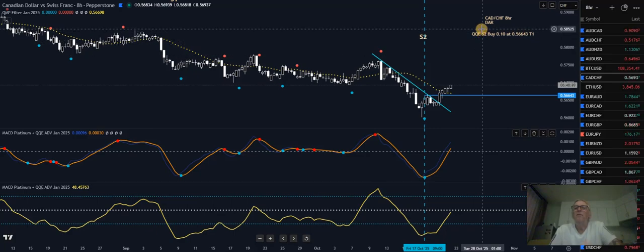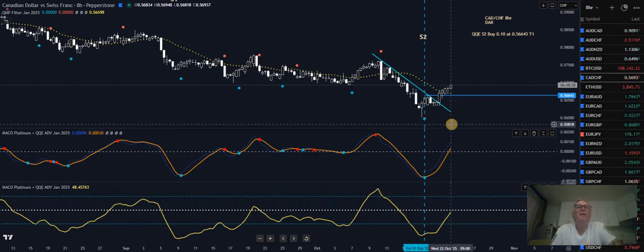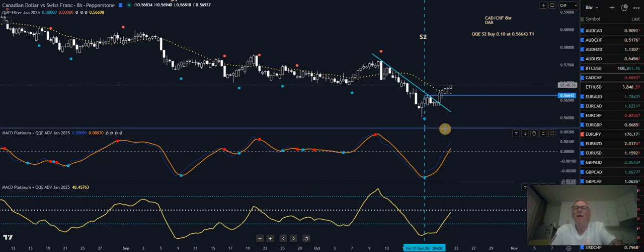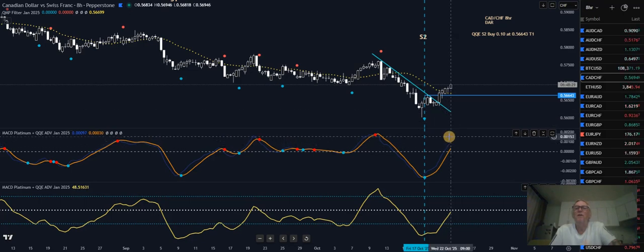So I digress. Go to the CAD Swiss, took a buy, and we're looking for the QQE to go through the 50 level. Where's my crosshair gone? Never seen that gone missing before. There it is. All right, so we're looking for it to go through the 50 level. The MACD Platinum's already through the 0 level. So what happens if it breaks the 50 and it's confirmed? I'll close half and I'll just put my stop below the 20 SMA or something like that.